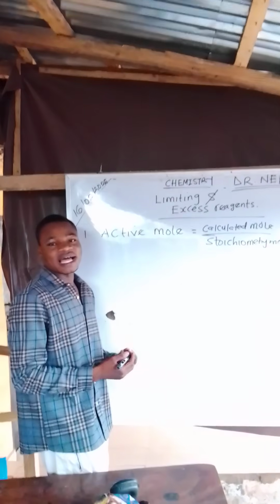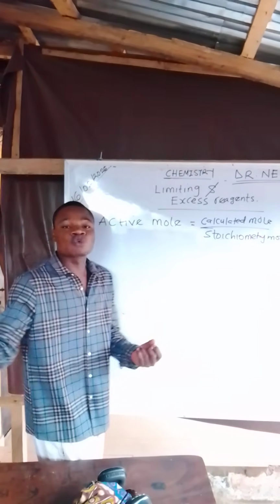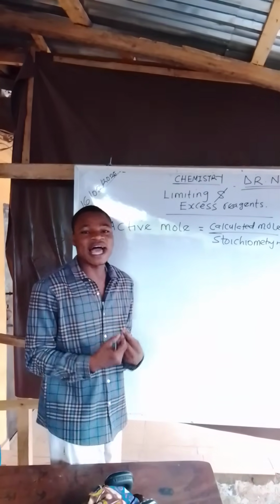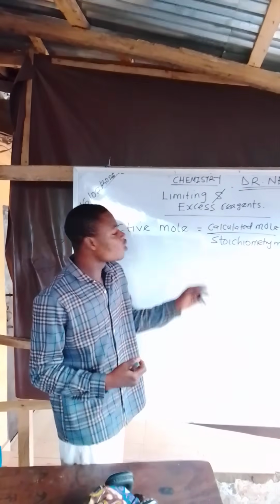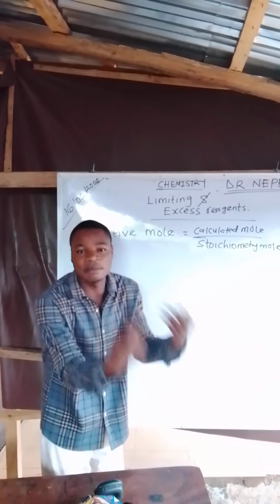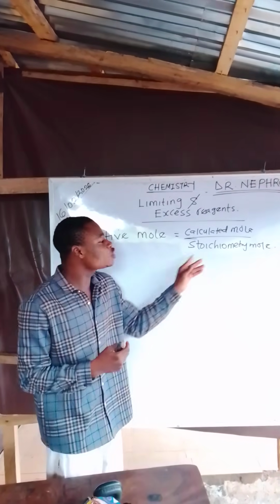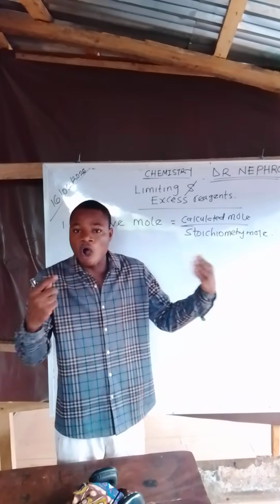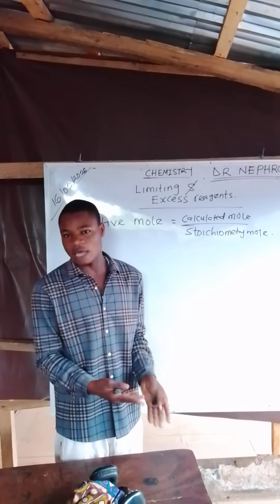If they give you any parameters, you use those parameters to calculate the number of moles. So the number of moles you calculate using those parameters is called calculated mole. Stoichiometry mole is the number of moles in a balanced chemical equation. This stoichiometry mole serves as the coefficient of either an element or compound in a balanced chemical equation.